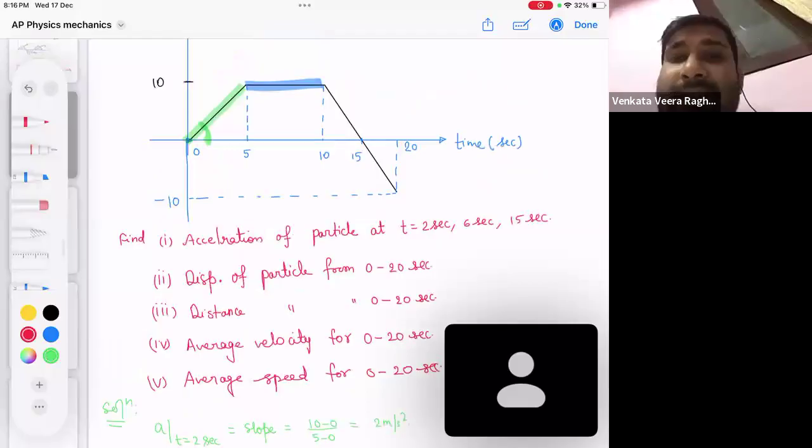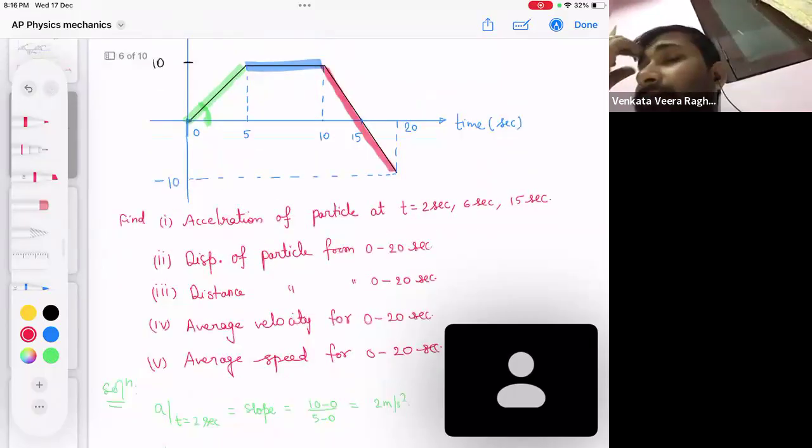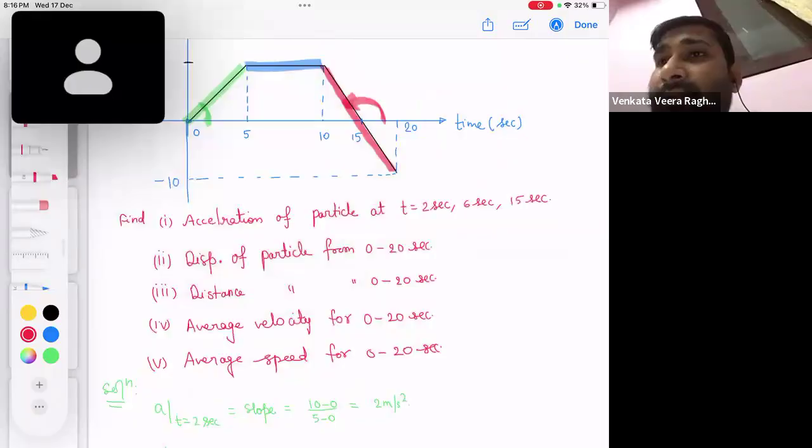Now, t equal to 15 second. That means, do I need the slope of this line? Please tell me. And what is the slope of this line? Positive or negative? Negative. Understand why the slope is negative? Because it is making what? Obtuse angle with the x-axis.